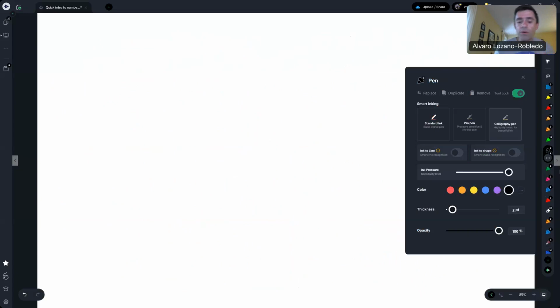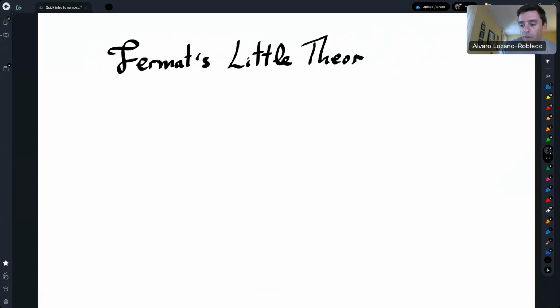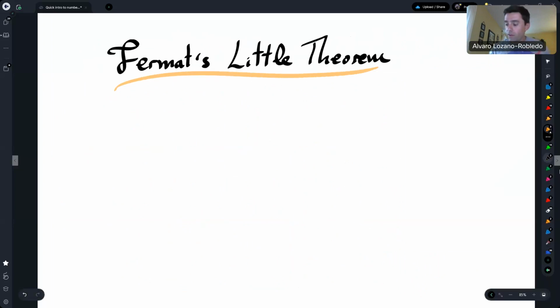So let's put it here. Fermat's little theorem, little as opposed to his last theorem, which is very famous. Okay, so what does Fermat's little theorem say? Here is the statement. It says that for a prime number, it's not true for non-prime numbers. For non-prime numbers, you have to do something that's called Euler's theorem. But for, let's switch to not calligraphic pen.